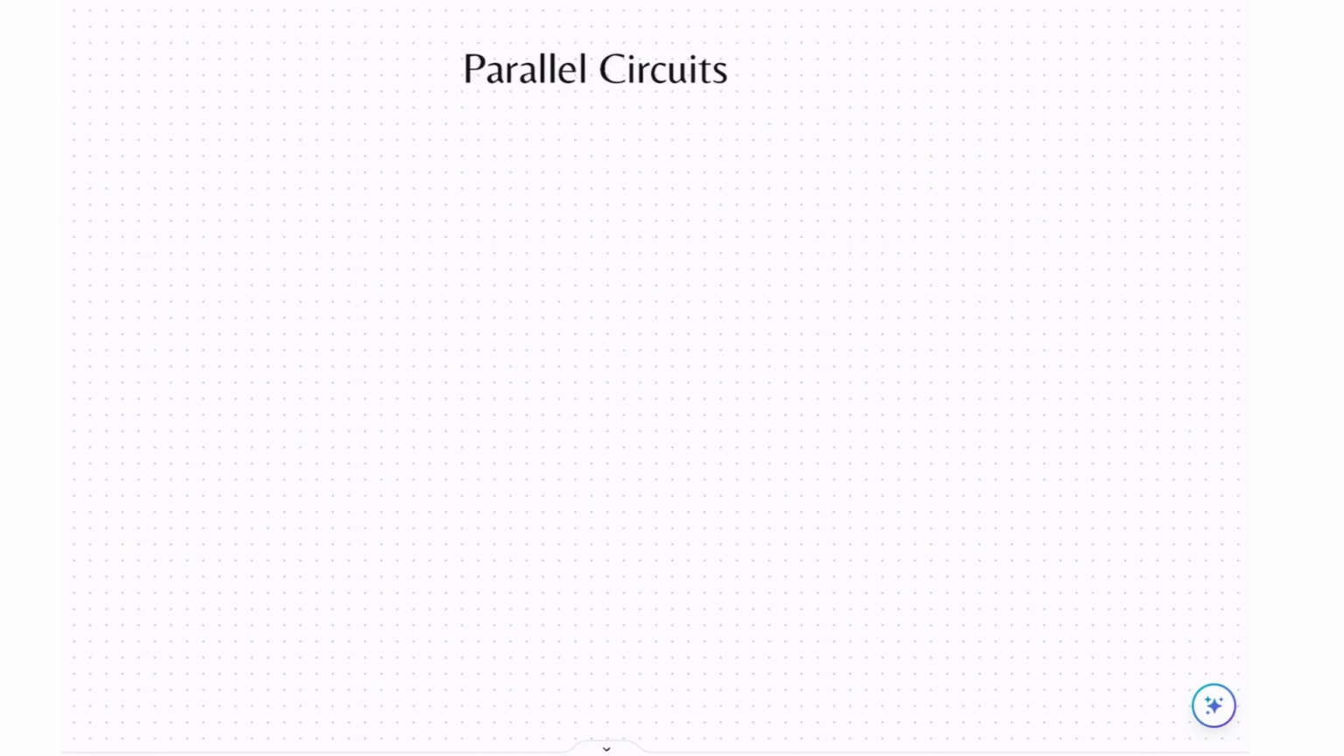Okay, so the second type of circuit that you need to be able to draw is a parallel circuit. And a parallel circuit has branches. So it looks something like this. So if we put our two cells in, it's very easy to get that model. And it looks like this. So I'm just going to draw a bulb in each branch.